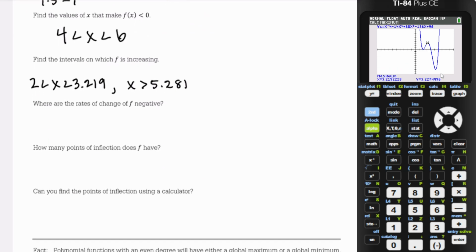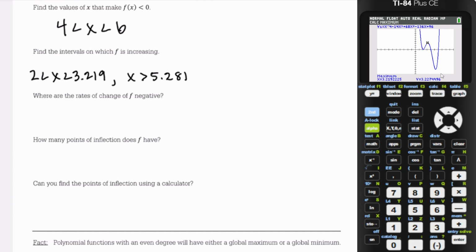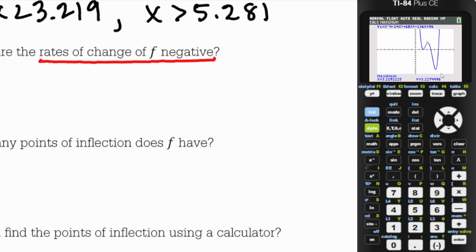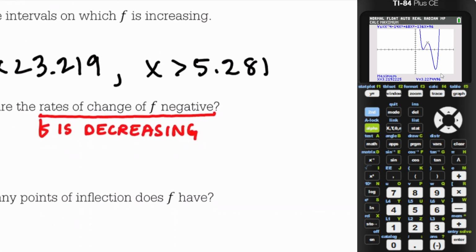Okay, where are the rates of change of f negative? Well, just like last time, when we see something about the rate, we're going to want to translate that into something about the function. So rate of change is negative. That means that the function itself is decreasing. So where is f decreasing? Which makes sense. They would ask us that right after they asked us when is f increasing.